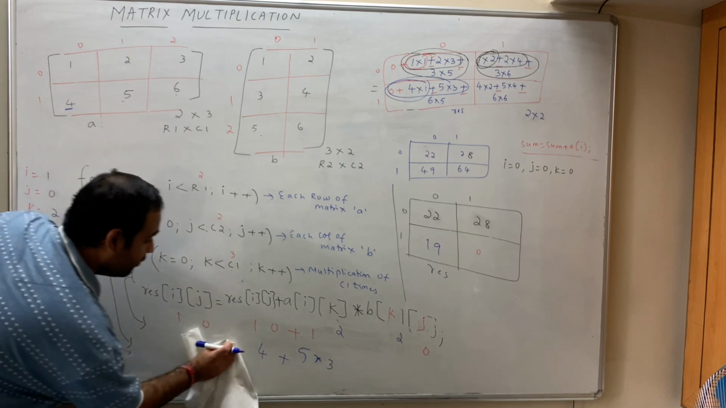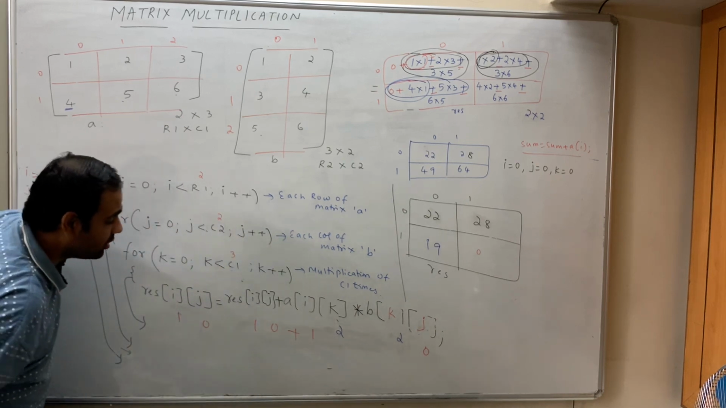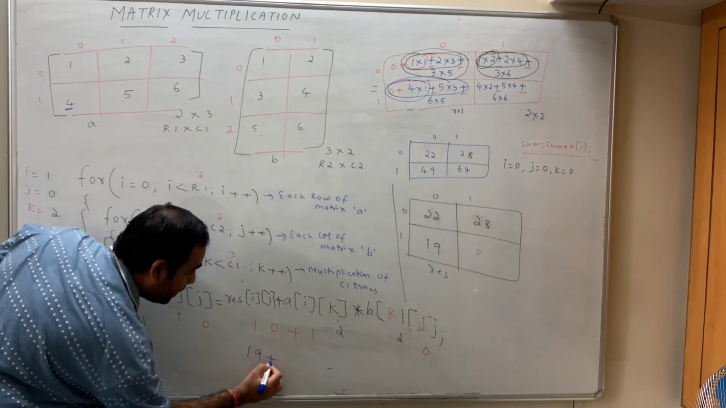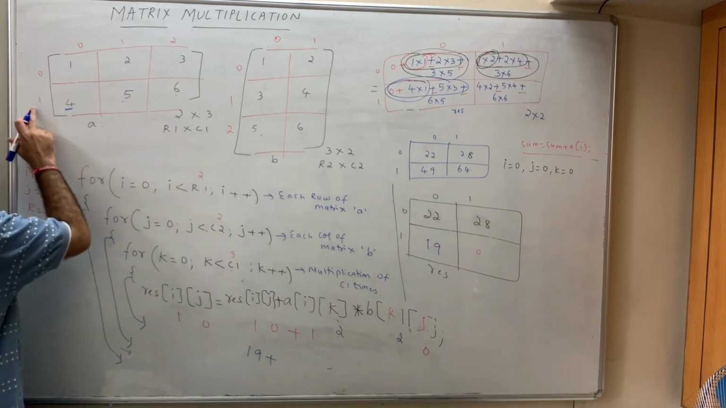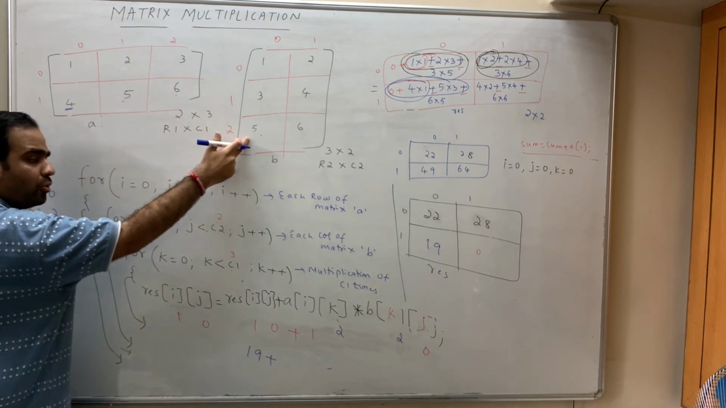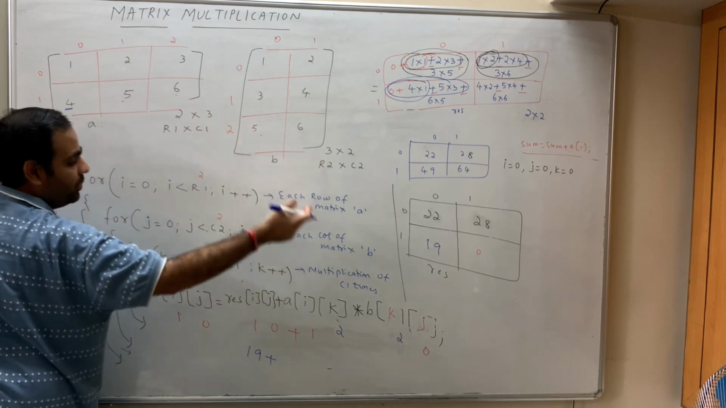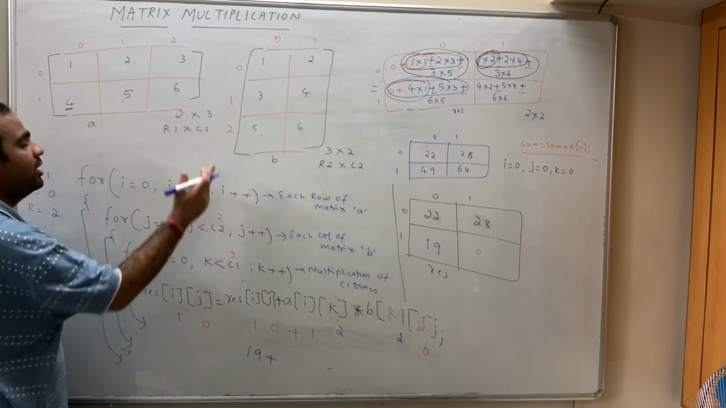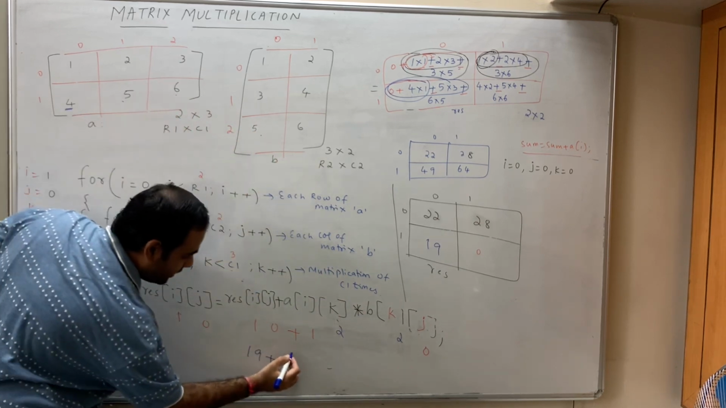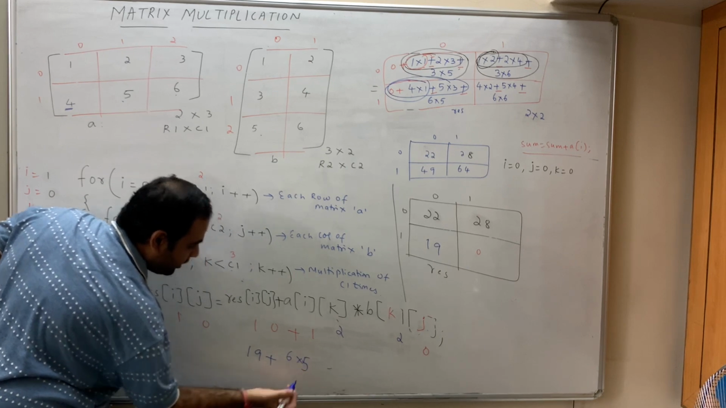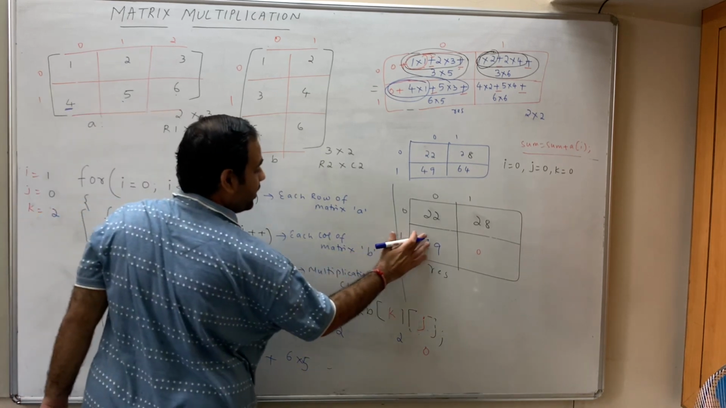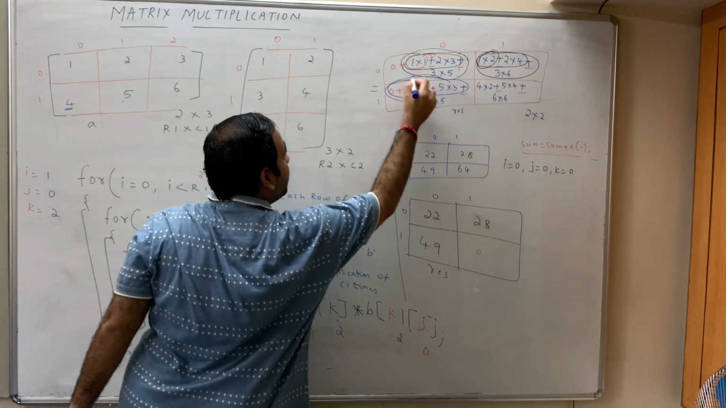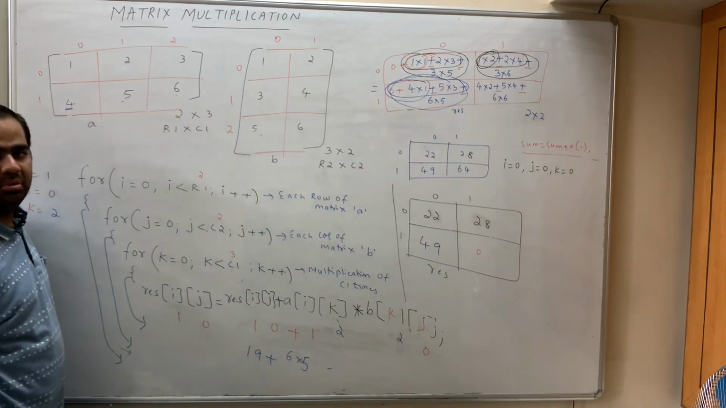And now you say, what is the result of 1, 0? Result of 1, 0 is 19 plus a of 1, 2. A of 1, 2 is 6. I have to multiply with 5. I need to get b of 2, 0, and here it is 6 into 5. 6 into 5 is 30. 30 plus 19 is 49. This is 49 and you get this complete answer.